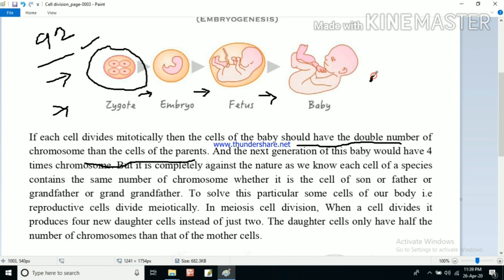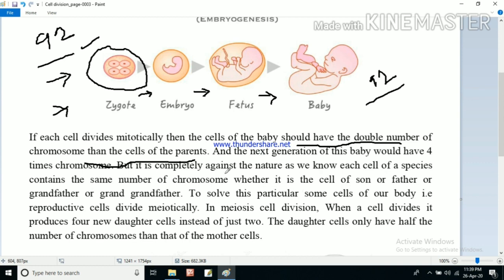The cells of this baby will have 92, and the next generation will have double this number, and the next generation of this baby would have 4 times the chromosomes. If this baby contains 2 times the chromosomes, the next generation will have 4 times, and the next generation of their baby will have 8 times. Means the number of chromosomes will be increasing per generation.